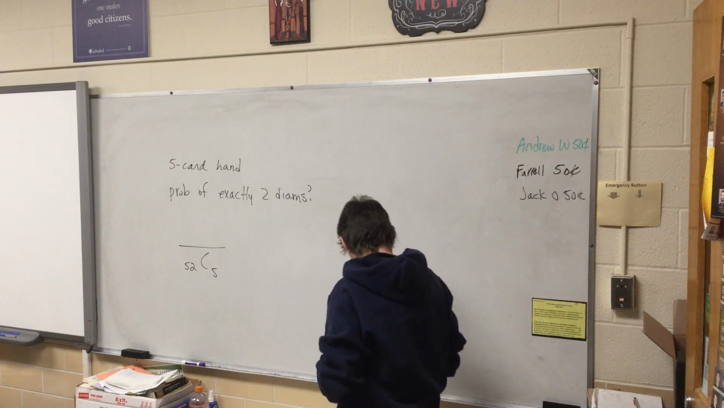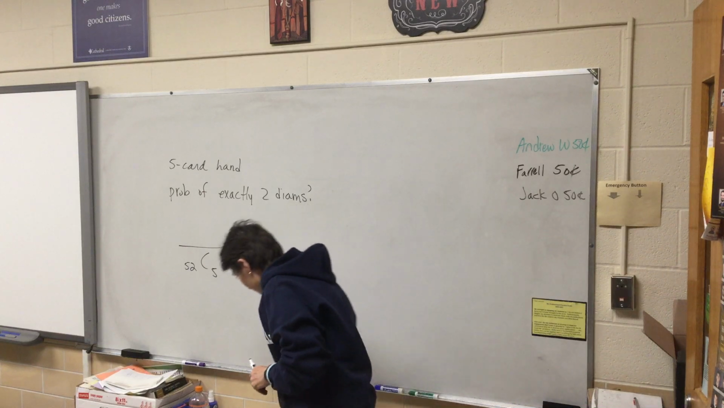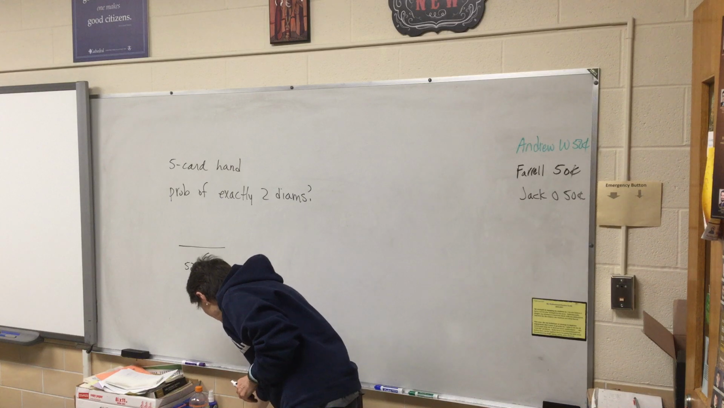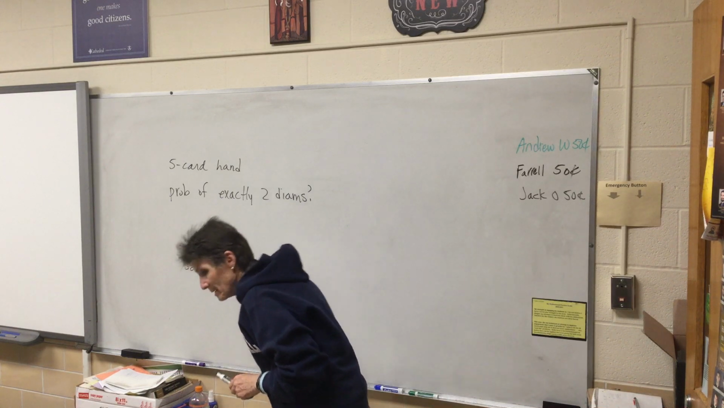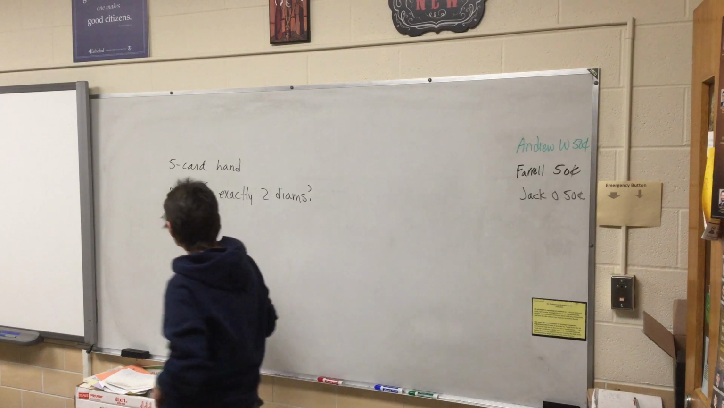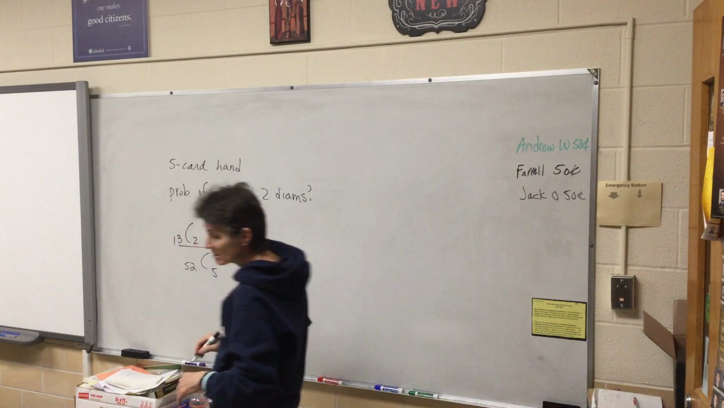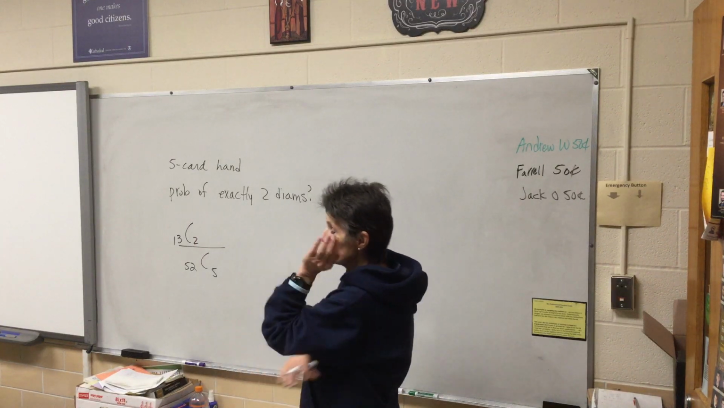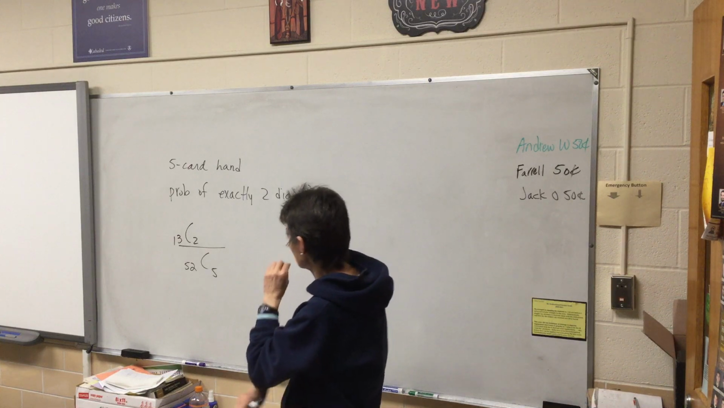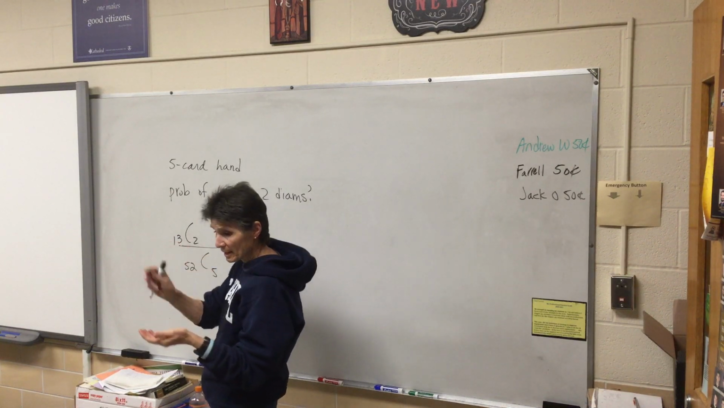What's that going to look like? 2 diamonds. How many diamonds in the deck, guys? 13C2. Yep, so we're going to start with 13C2. That's the beginning, because your hand must have 2 diamonds. So there are 13 diamonds here in the pile, and you're going to pick out 2 of them.